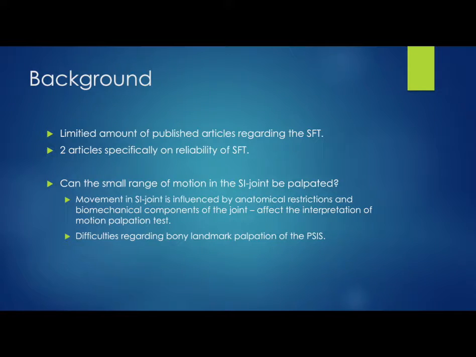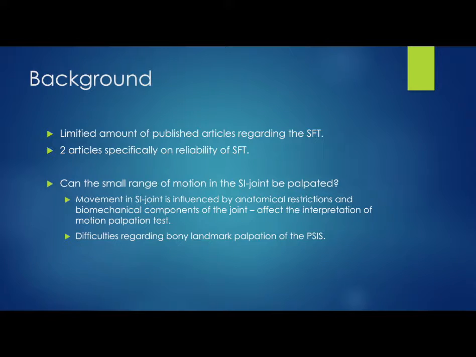The mobility of the SI joint is influenced by anatomical restrictions and biomechanical components. For example, the support and stabilization of the SI joint created by the latissimus dorsi, the posterior layer of the thoracolumbar fascia, and the contralateral gluteus maximus. An asymmetrical tension in this myofascial chain can lead to palpatory illusion, such as larger movement in the SI joint, which will affect the interpretation of the palpated findings and motion palpation test.